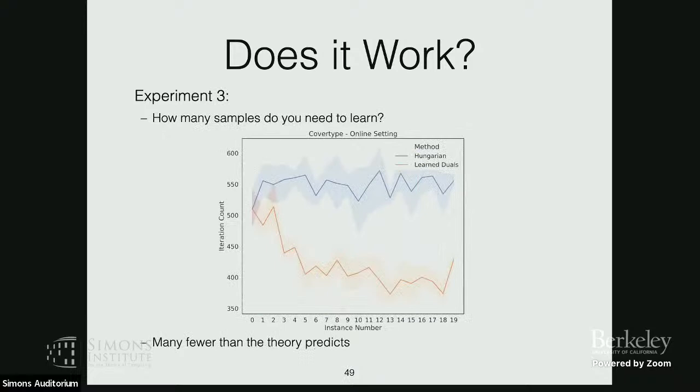And finally, our theory says we need a polynomial number of samples to be able to construct good dual variables. Well, what about practice? So how many samples do we need? We ran on all the real data sets, and basically what we observe is that after a small number of samples, we see separation between the learned dual algorithm and Hungarian. So we don't need so many samples in practice. We don't need a proportional number of nodes in the graph or something to start getting some improvement.